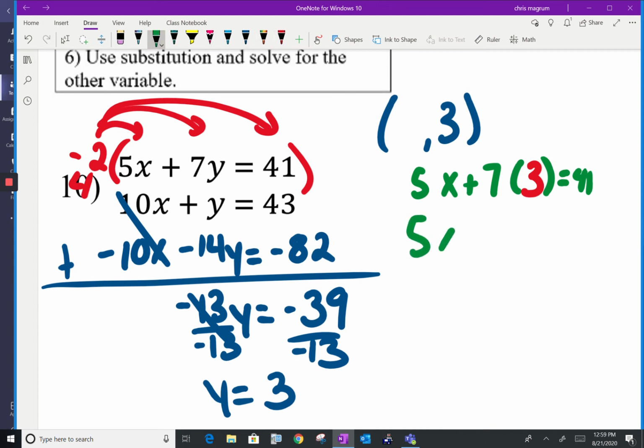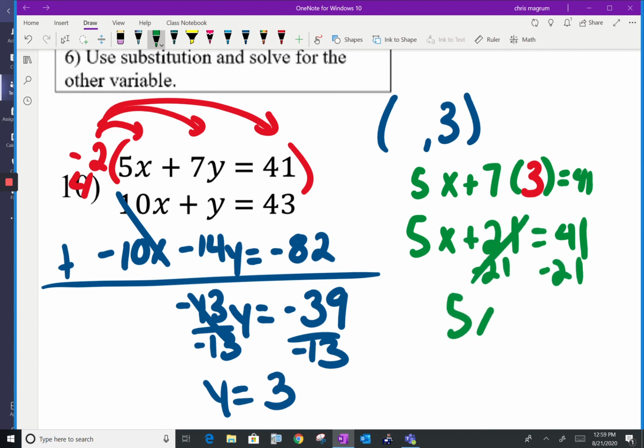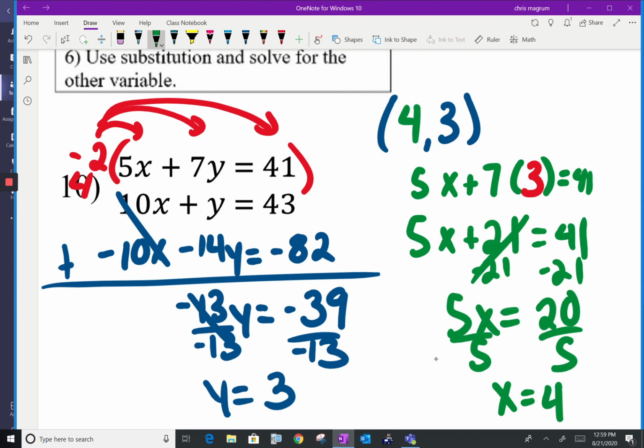So I have 5x plus 7 times 3 is 21 equals 41. And now we're down to a two-step. Subtract 21 from both sides. 5x equals 41 minus 21 is 20. Divide by 5. So x equals 4. So there is our solution to that system of equations for 3. Again, plug it in, check your work, make sure it works in both equations. It does. And at this point, you have 2 problems left there at the bottom.